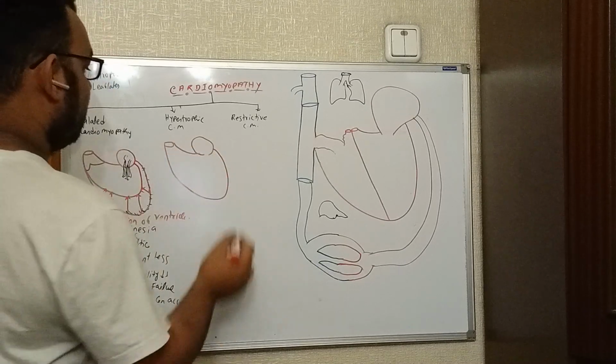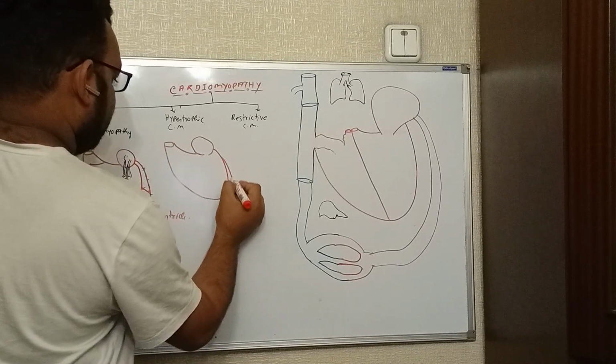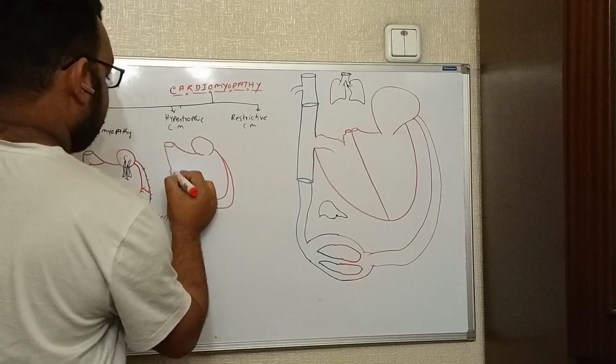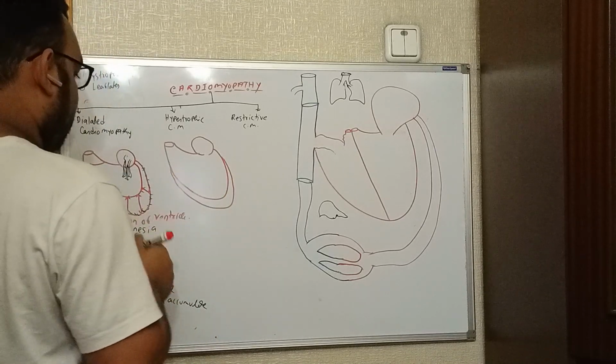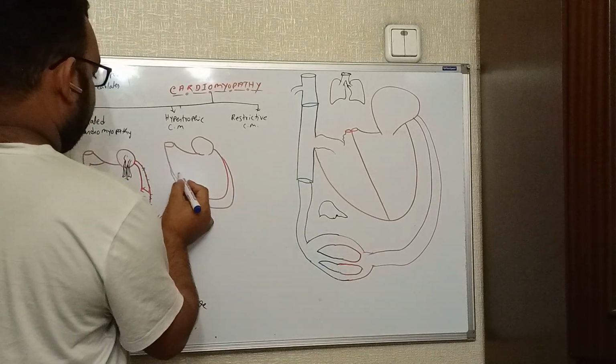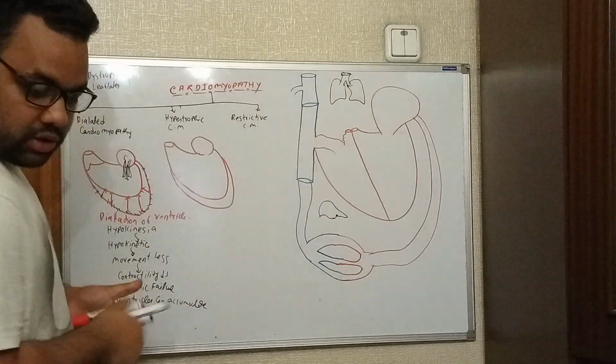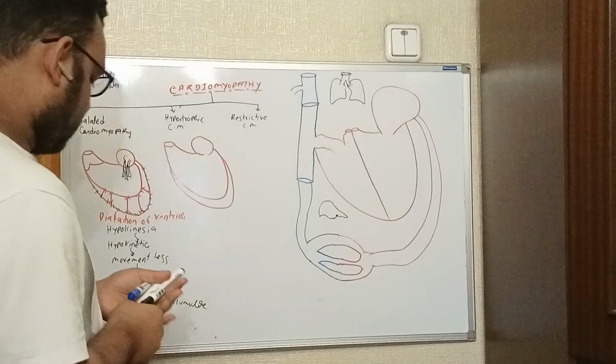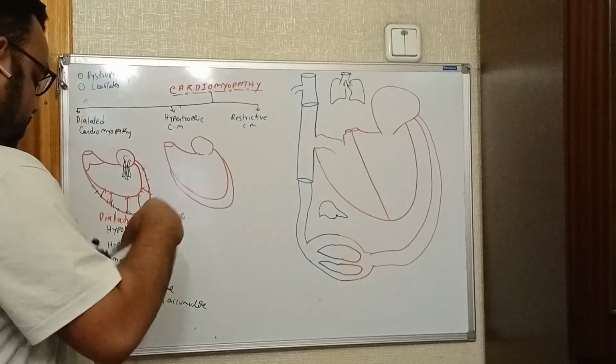Whatever the problem we'll see here, is the right ventricle, for example. Now we'll see there will be proliferations of the myocardium. Let's suppose. Let me use another color for it. Okay, let me use this one.